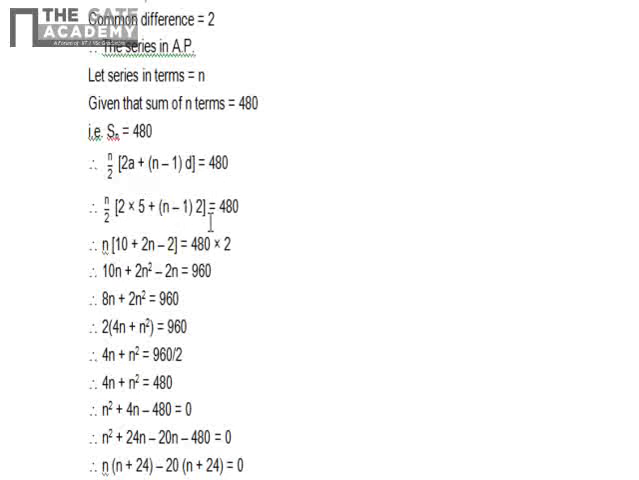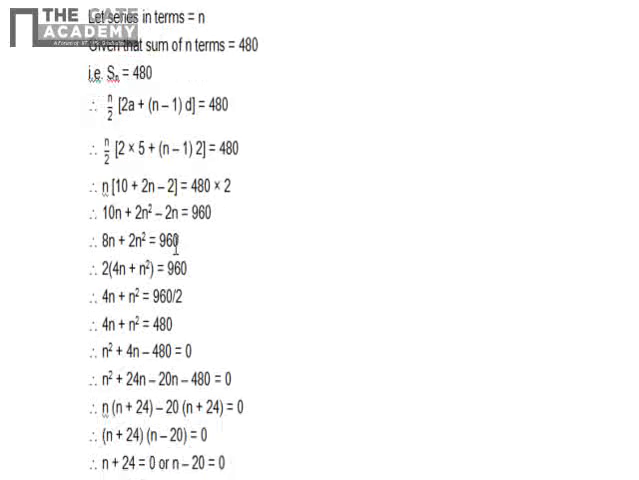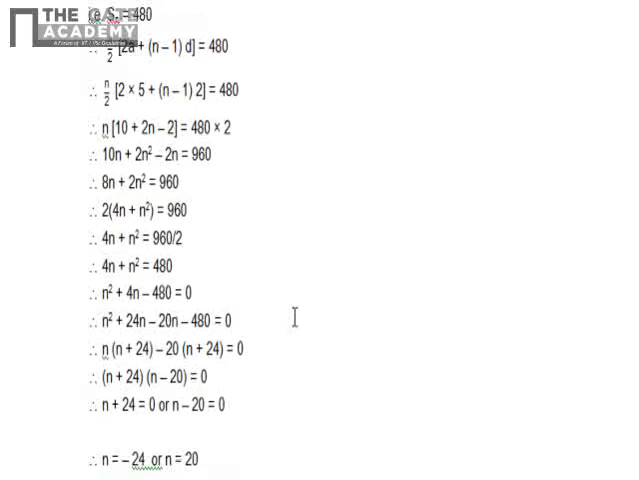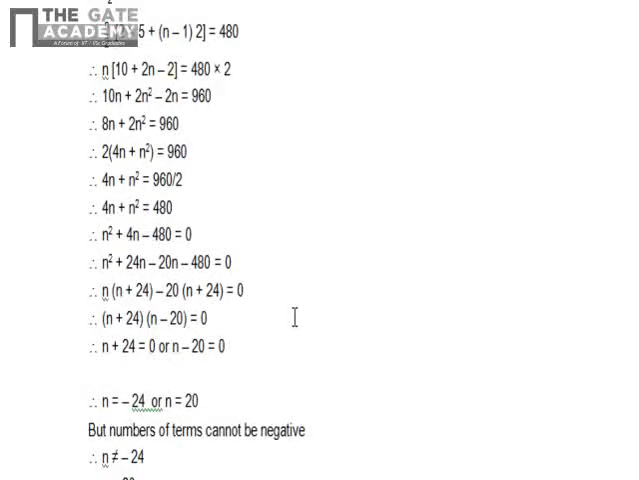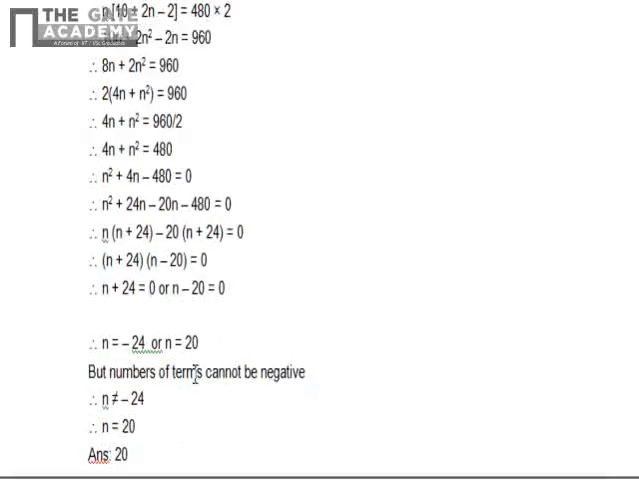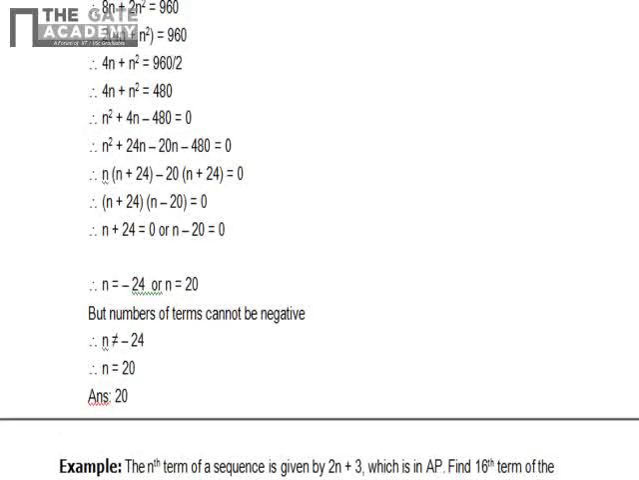After putting in all the details, you'll get a quadratic equation in n, and after solving it you'll get two values of n, one value as 20 and one value as minus 24. But the number of terms cannot be negative, that's why we'll have to discard the minus 24 value and we'll take n as 20, hence our answer is 20.